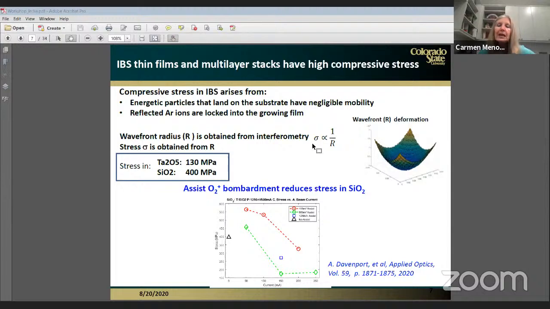And so by doing that, we have been working on trying to reduce the stress in the films. And what we do is we essentially change the deposition conditions. So for example, in this case, we were bombarding the SiO2 with an oxygen plasma. And we see that there is a significant decrease in stress.